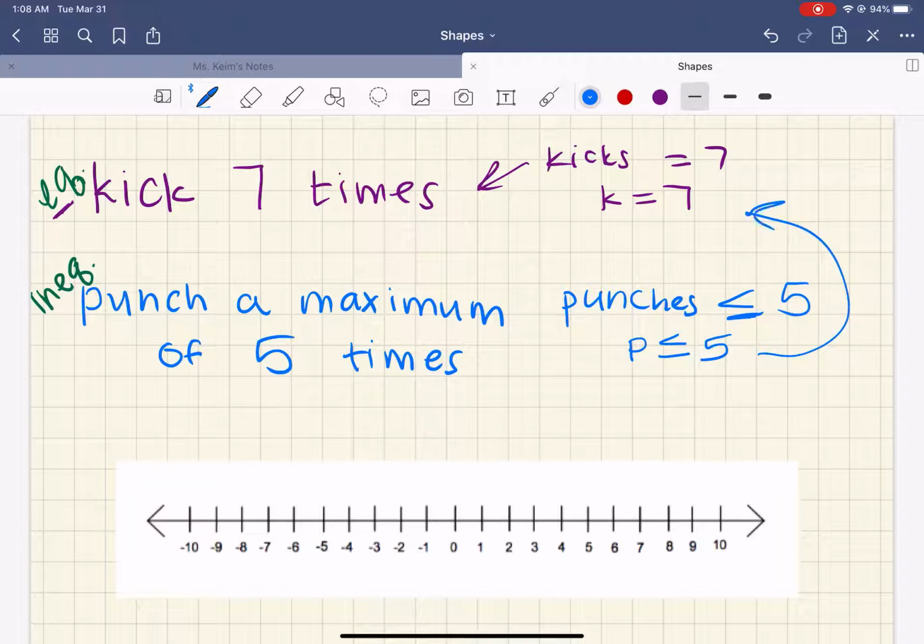So again, if you compare these two, there's only one number for K I could put here that would make this true. The only number I could put here is 7. 7 equals 7. Okay? Here, there's more than one number. I could put a 3 here, and 3 is less than or equal to 5. I could put a 2 here. 2 is less than or equal to 5. Okay? So remember, that's the difference. Equations, you can only replace that variable with one thing. Inequalities, there is more than one number you could replace that variable with.